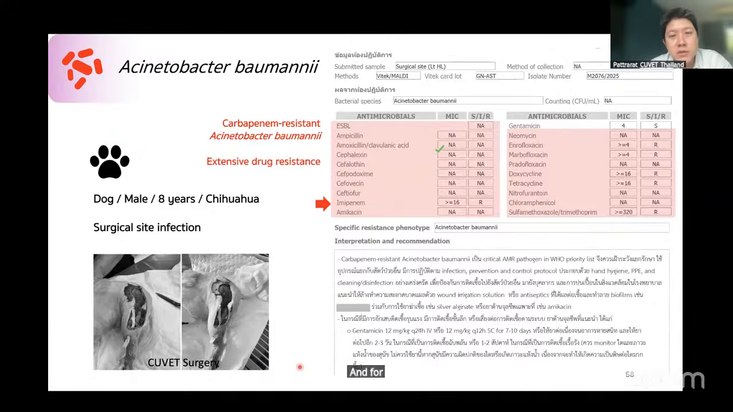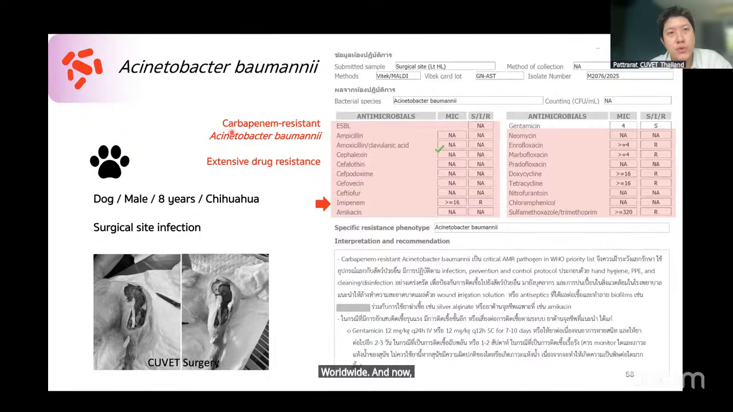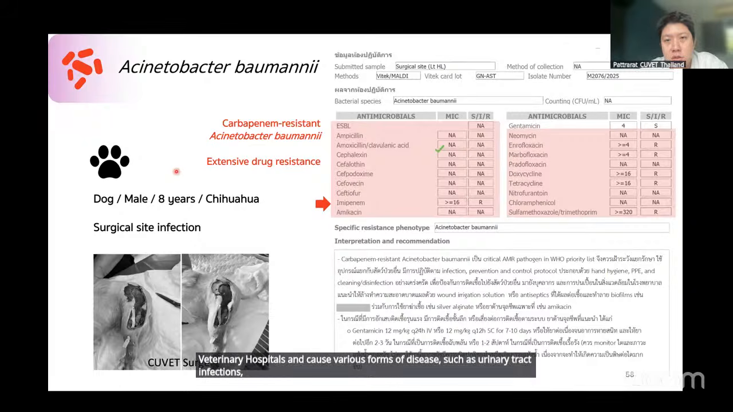And for Acinetobacter baumannii in vets, this is an emergent antimicrobial resistant pathogen. A. baumannii is very important in human hospitals, as is Pseudomonas aeruginosa. They cause hospital outbreaks worldwide. And now this species has spread into veterinary hospitals and causes various forms of disease, such as urinary tract infections and surgical site infections.